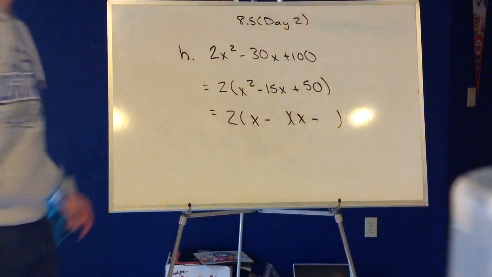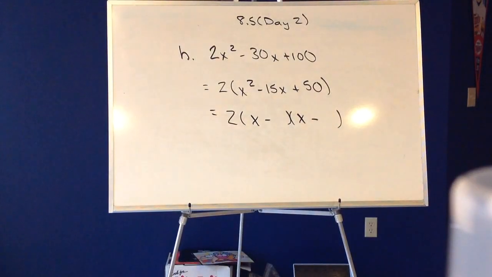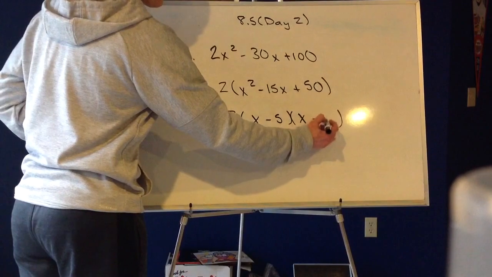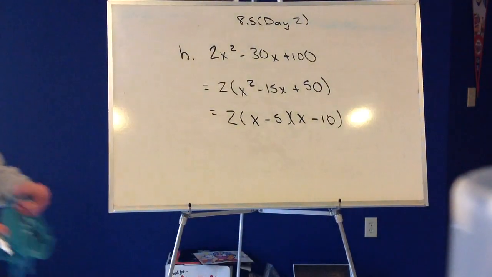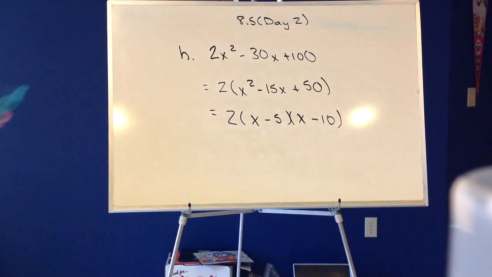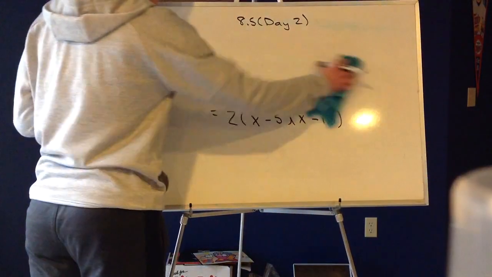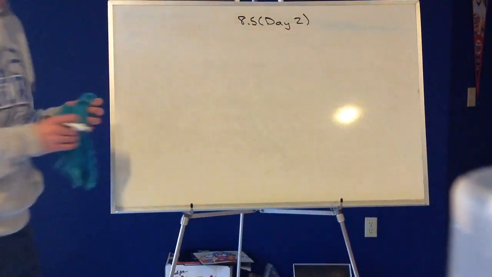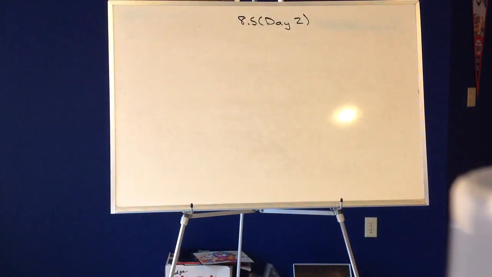So you have to think of factors of 50 that will give you 15 when they have the same sign, and it would end up being 5 and 10. So hopefully that makes sense. I know it adds a little bit to our factoring, not a lot. We'll continue to add a little more to it tomorrow.